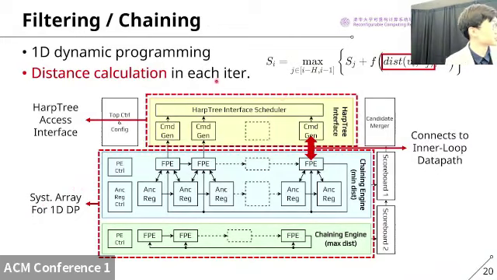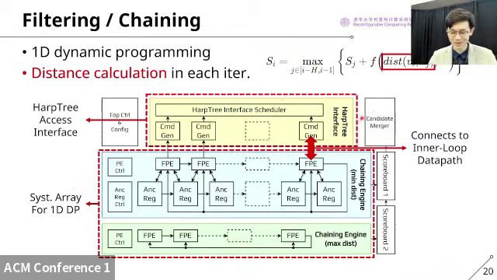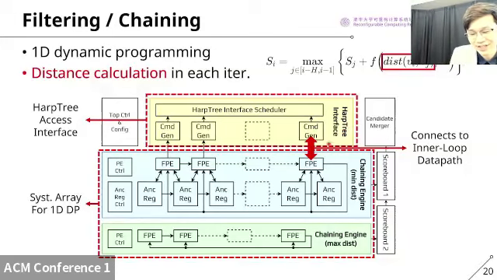But within each iteration, there is a distance calculation. It's a kind of graph operation or graph traversal operation. So each processing element in this systolic array is coupled tightly with an access interface to the Harp tree, which is the on-chip data structure I mentioned above. And they are tightly coupled to perform the inner loop like distance calculation.